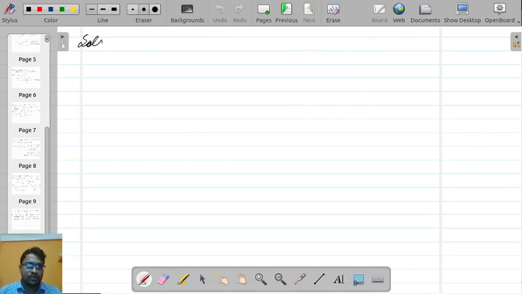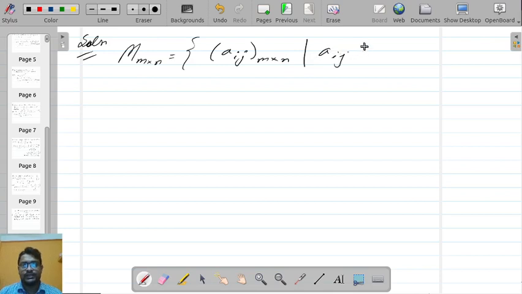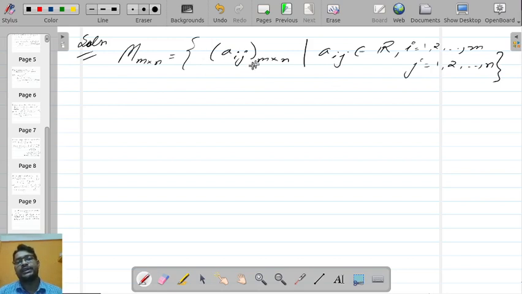So formally we should write it this way. What is m by n? This is the collection of all m by n matrices. So in general we denote it as aij m by n, such that aij belongs to R, where i, j vary from 1 up to, I have to write it in two parts, i goes from 1 up to m, and j goes from 1 up to n. This is the general notation of a matrix, right? You have done it in higher secondary, the aij notation, aij m by n.